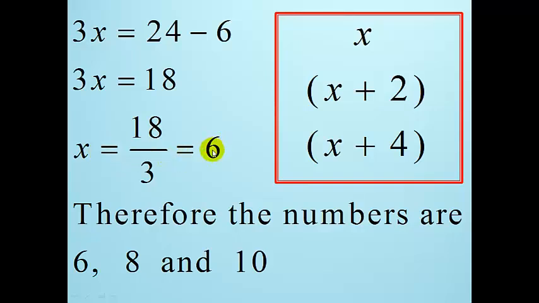So the first even number is 6. Now, the second even number is x plus 2. Because x is now 6, that means we have 6 plus 2, and 6 plus 2 equals 8. That is why the second even number is 8. The third even number is x plus 4. And because x is equal to 6, we have 6 plus 4, and 6 plus 4 is equal to 10. And so the third even number is 10. Therefore, the 3 consecutive even numbers are 6, 8, and 10.